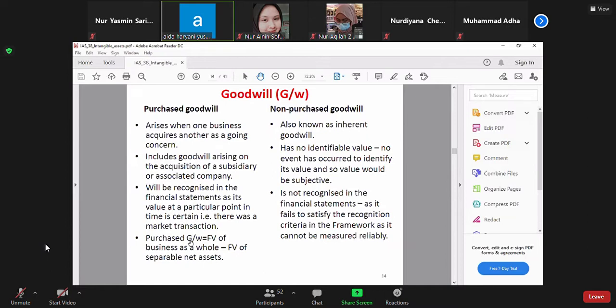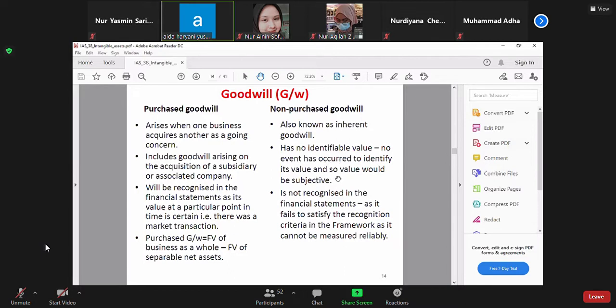So how to calculate purchase goodwill? You will take the fair value of business as a whole, you minus with the fair value of separable net asset. This is what you did with your partnership last time with admission, admission of a new partner, you bring in a new partner. For the non-purchase goodwill, also known as inherent goodwill, this is a family business, suddenly it falls into the hands of the children. So this one has no identifiable value.